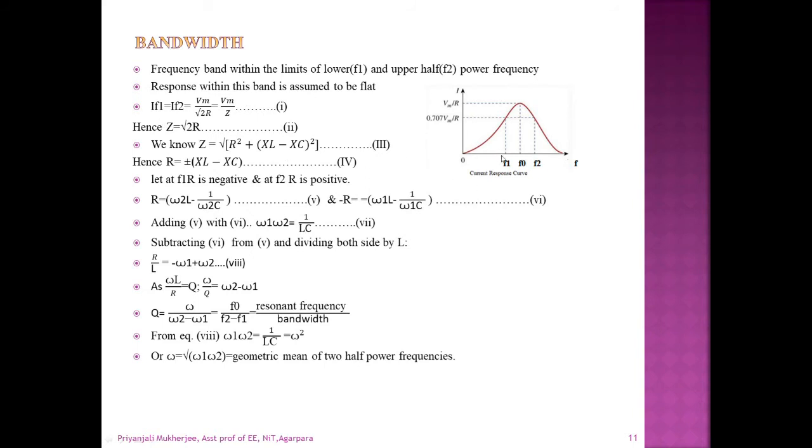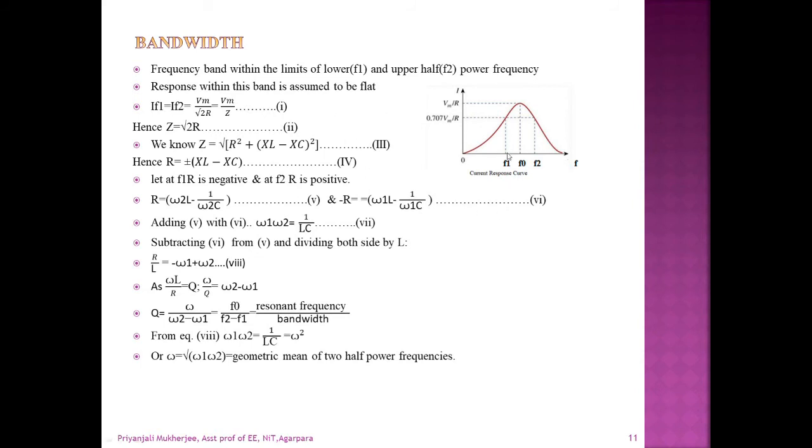In the case of F1 and F2, both have the same current, equal to Vm divided by root 2 into R, that is equal to Vm by Z. Equating these two, we can say Z is equal to root 2 into R. But we know that Z is equal to root over R square plus XL minus XC whole square. Equating these two equations, we can say R is equal to plus or minus XL minus XC, where the plus or minus indicates the predominance of either XL or XC depending on the lower or upper frequency range.